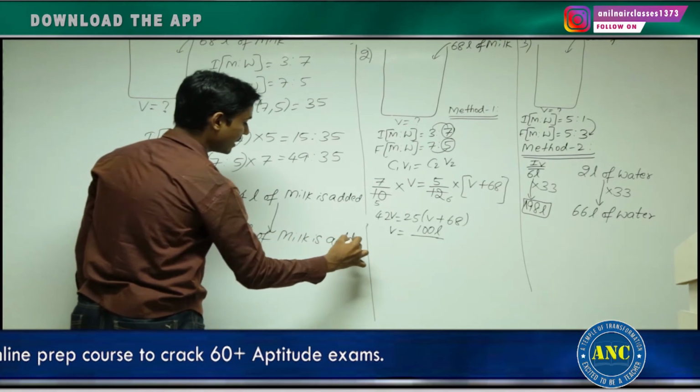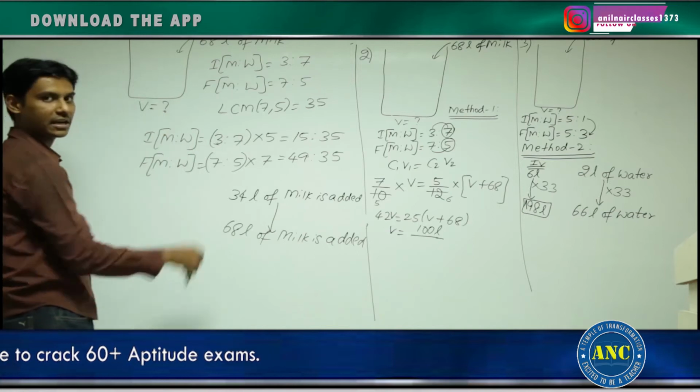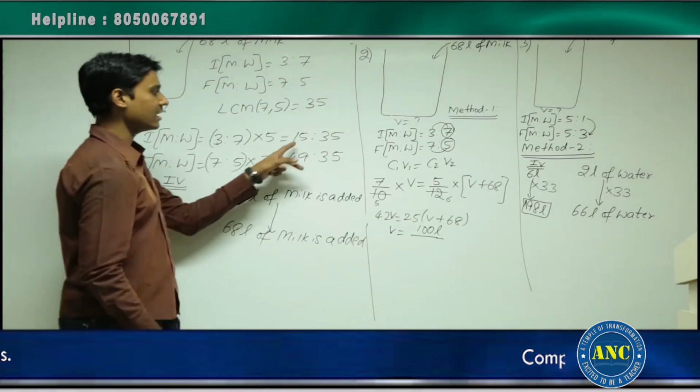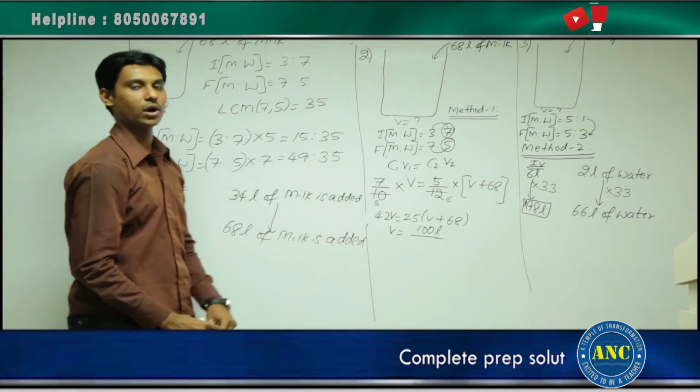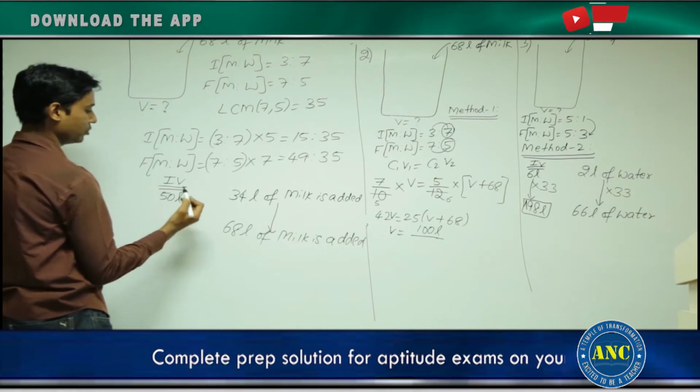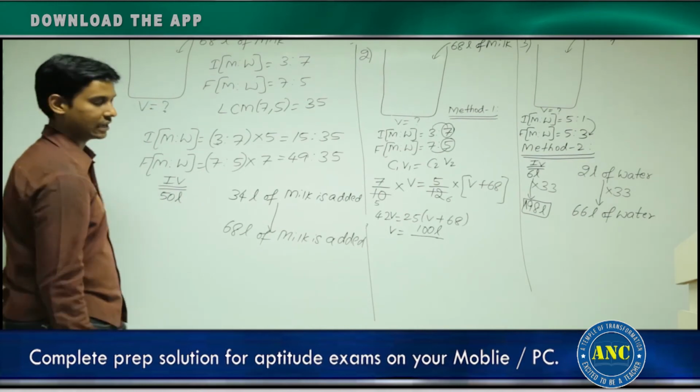Same is the case. They are asking the initial volume. According to the ratio, initial volume is 15 liters of milk, 35 liters of water. Total it is 15 plus 35, 50 liters of solution. According to the ratio, it is 50 liters.